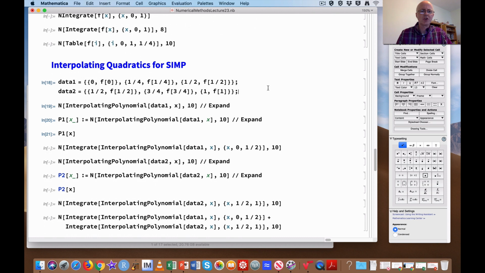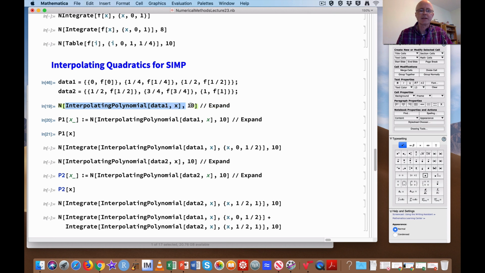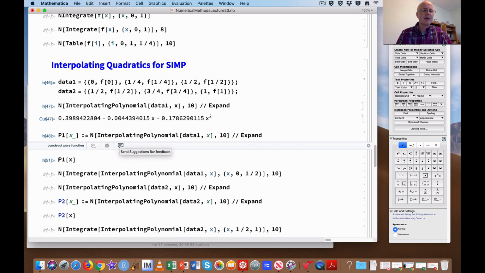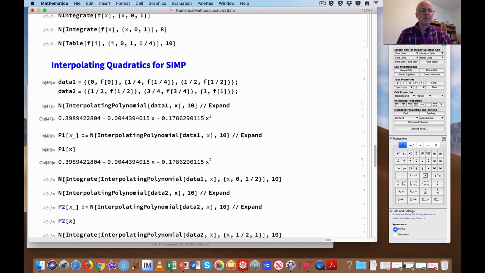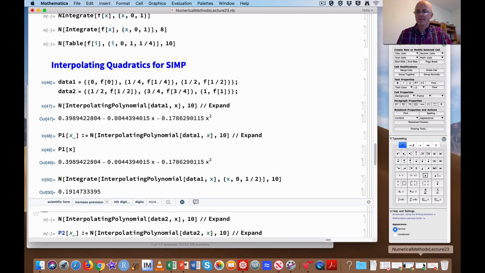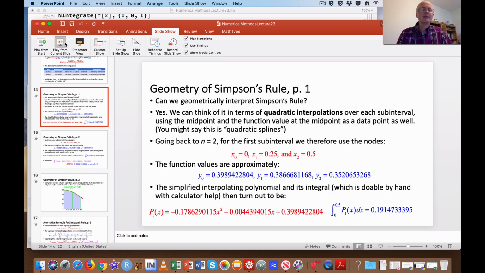Yeah, to get the interpolating quadratics, I want to emphasize for my students that the interpolating polynomial can be used in this kind of way. And we can approximate it with N. There is the first interpolating polynomial. And in fact, we can see the numbers there and we can integrate it. We can numerically approximate the integral of the function to get this number that's about 0.19 that we see here in this slide.